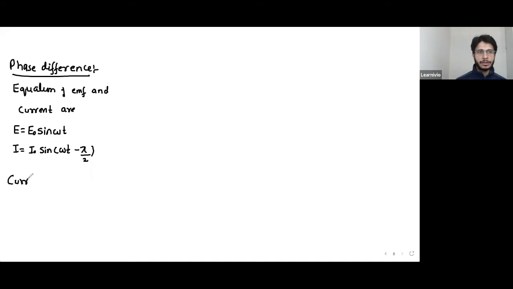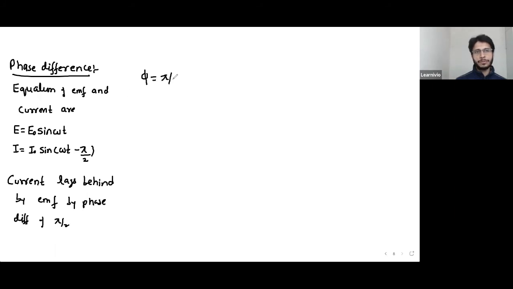So here current lags behind EMF by a phase difference of pi by 2. So here the phase difference is pi by 2. EMF and current here are not in the same phase. They differ by a phase difference of pi by 2.